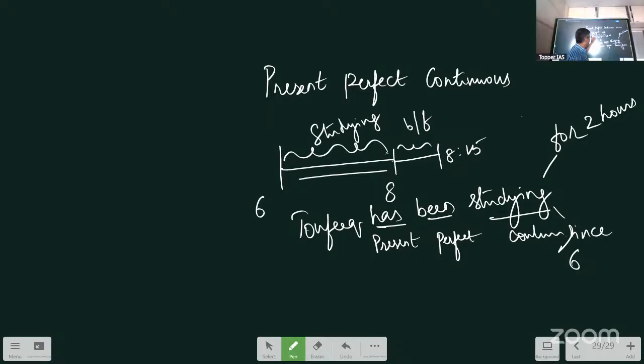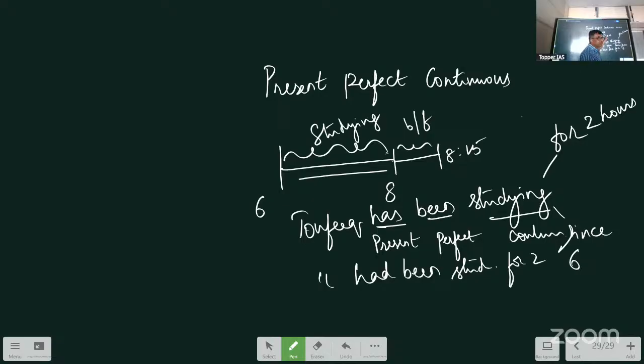So she will say, Taufik had been studying for 2 hours. Why did she change to "had been"? Because he is no longer studying. Why is this in present perfect? Because he's doing it. So how will his mother say? Taufik has been studying for 2 hours.